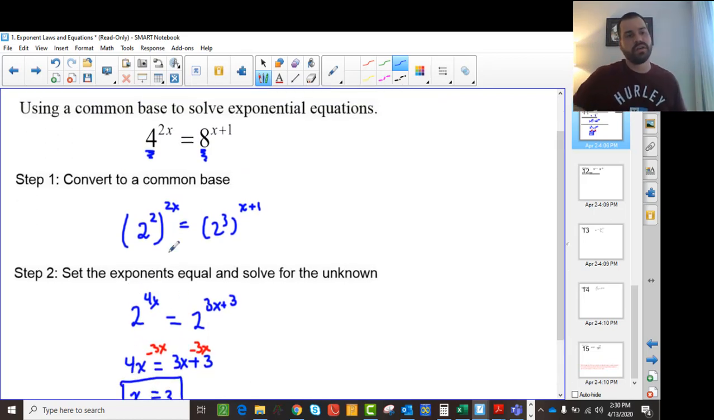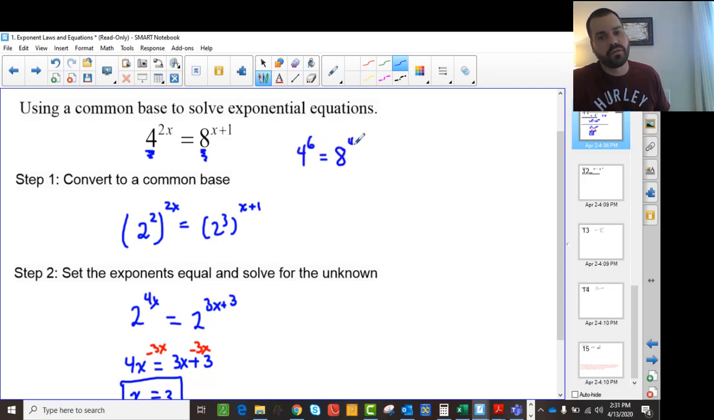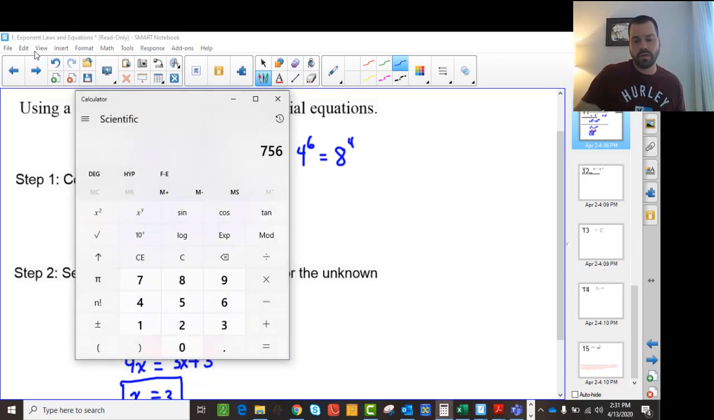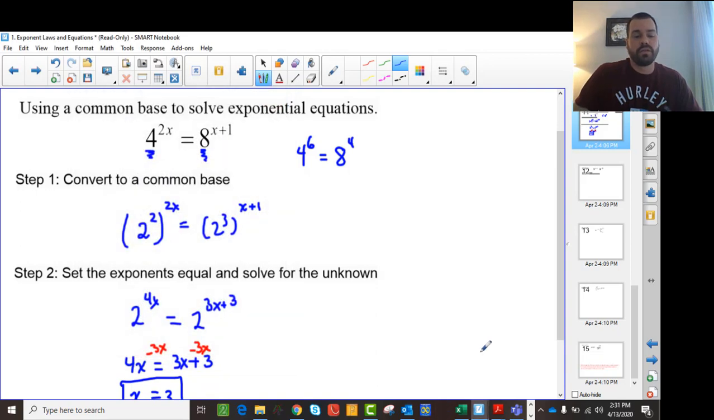And as with any equation, you can always go back and check. So we can go back up here and say, is that true? That means 4 to the 6, right? 2 times 3 would have to equal 8 to the 4th. And if you grab your calculator real quick, I'll just show you on mine. If we go 4 raised to the 6th power, it gives me 4,096. And if I take 8 and raise it to the 4th power, I get 4,096. So because they're the same, I know that I'm right.